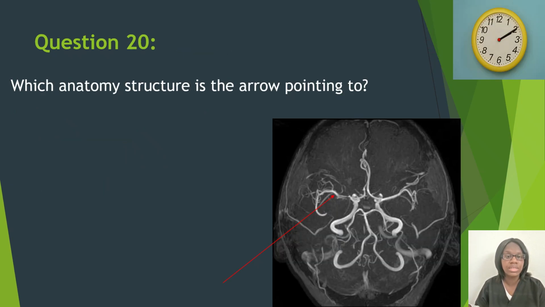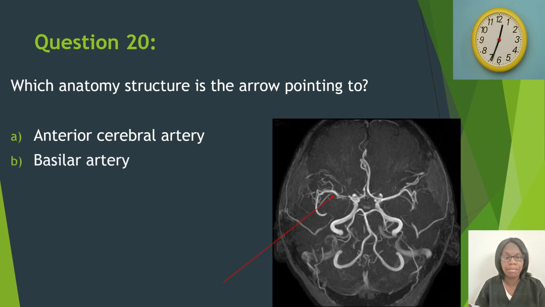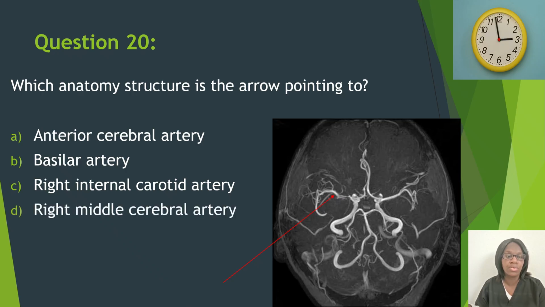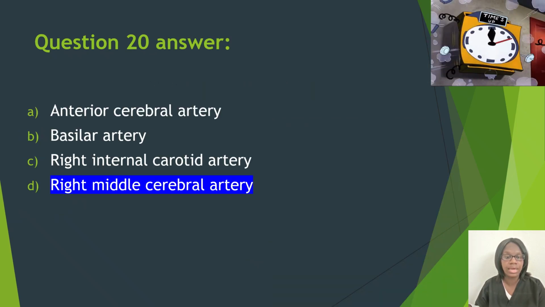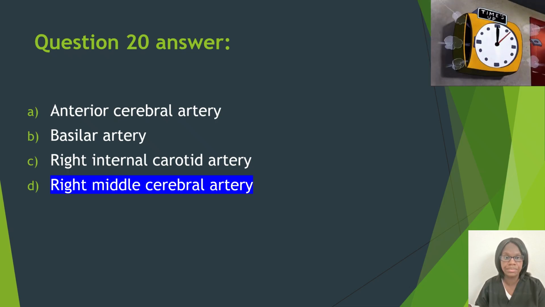Question 20. Which anatomy structure is the arrow pointing to? A, anterior cerebral artery. B, basilar artery. C, right internal carotid artery. Or D, right middle cerebral artery. All right, the correct answer is D, right middle cerebral artery.